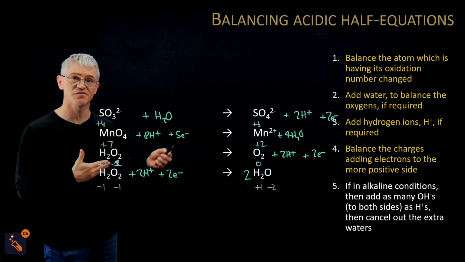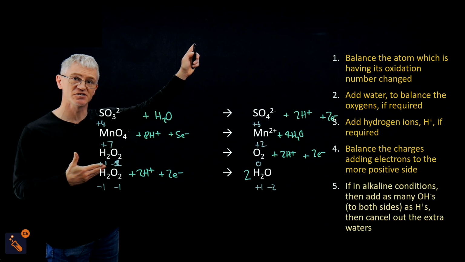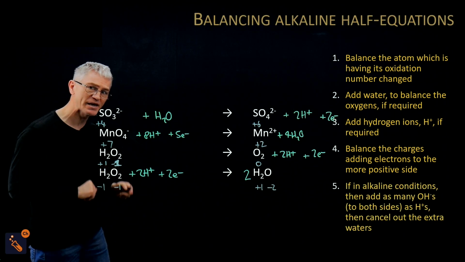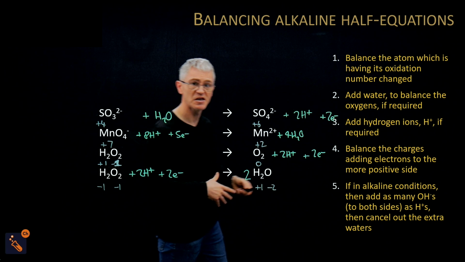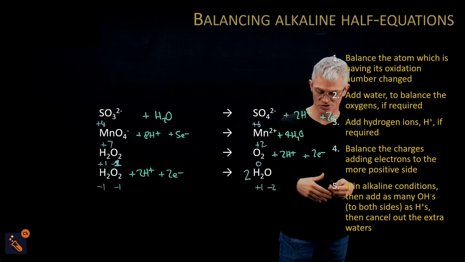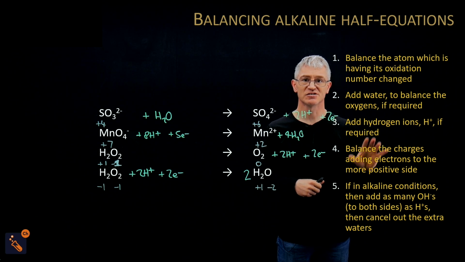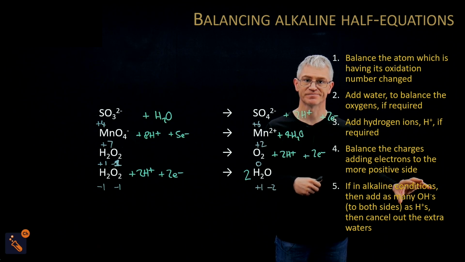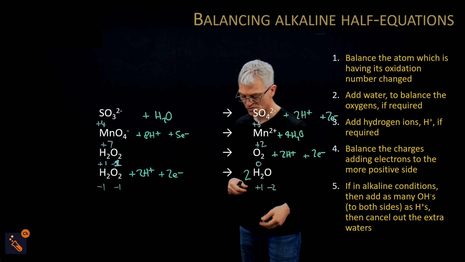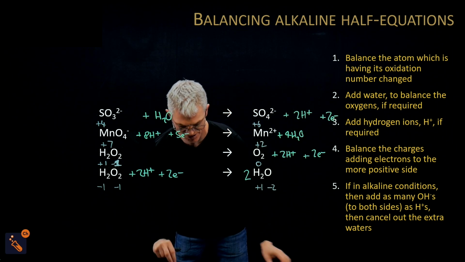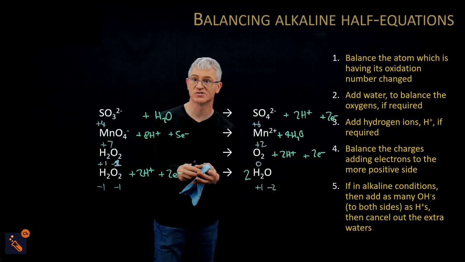So what we're going to do is move from there and look at the title. The title's going to change. Okay, balancing alkaline. This is not very often asked, but we're going to change these into alkaline ones now. So if we change these into alkaline ones, you can see there's just an extra one at the bottom. If in alkaline conditions, add as many OH minuses to both sides as H's, and then cancel out the extra waters. Now, what does that mean? So we're going to change our ones that we've got here.